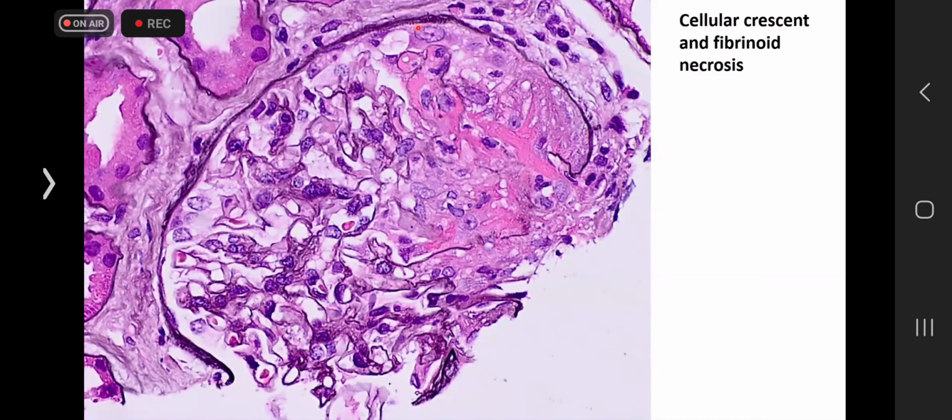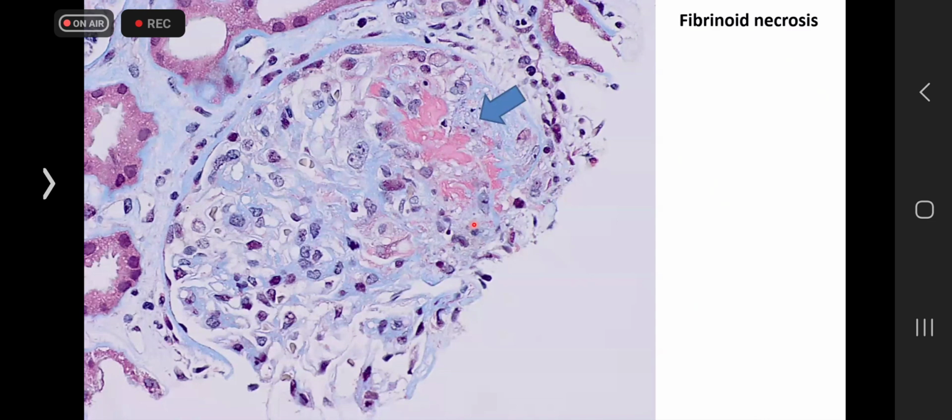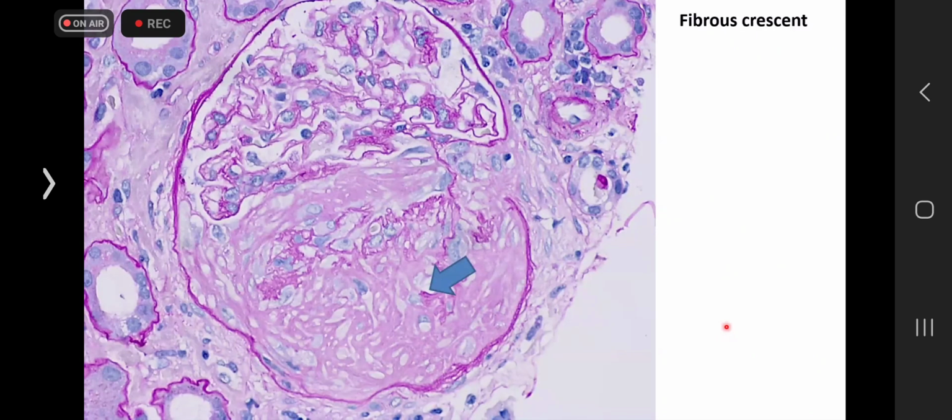So silver stain also highlights the fibrinoid necrosis as well as the breaks in the capillary loops, as you can see here. So you can see the discontinuity in the GBM. Next slide. And the fibrinoid necrosis is also highlighted by trichrome stain. So it's always red in trichrome stain. Next slide. So 13 glomeruli showed active crescents, but 9 showed fibrous crescents.